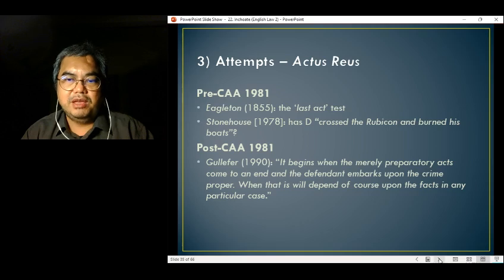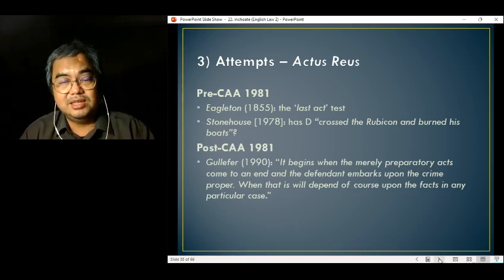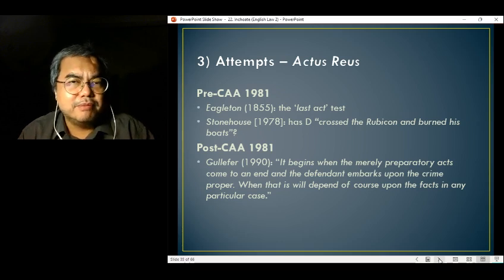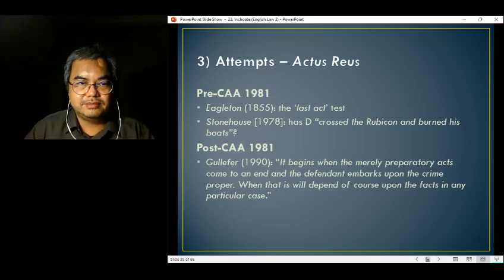What this will be will depend, of course, upon the facts in any particular case, and it's not easy to determine sometimes. When is it that the defendant is still preparing to commit the offense? Right? So we look at the facts of the case of Gulliver.